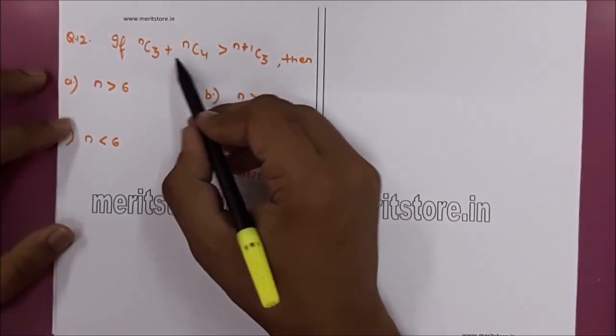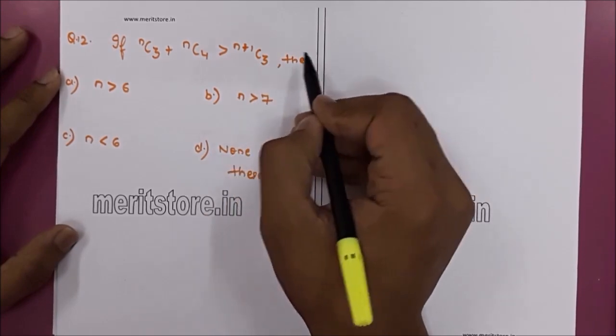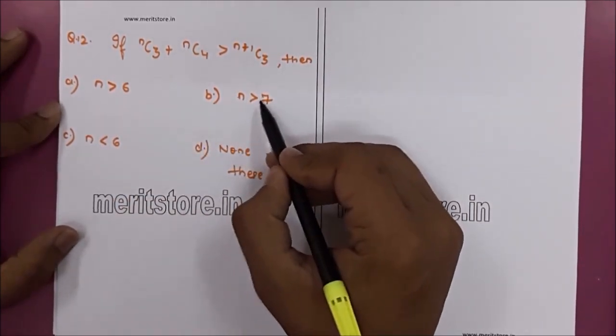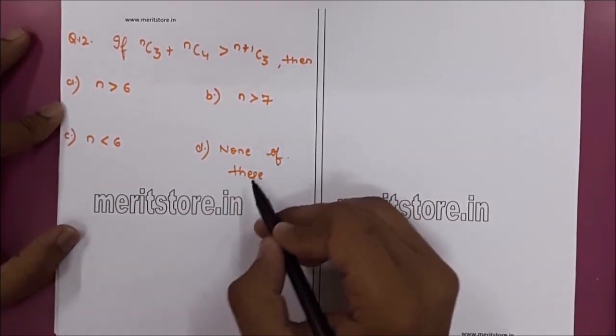If nC3 plus nC4 is greater than n plus 1 C3, then option A, n greater than 6; option B, n greater than 7; option C, n smaller than 6; option D, none of these.